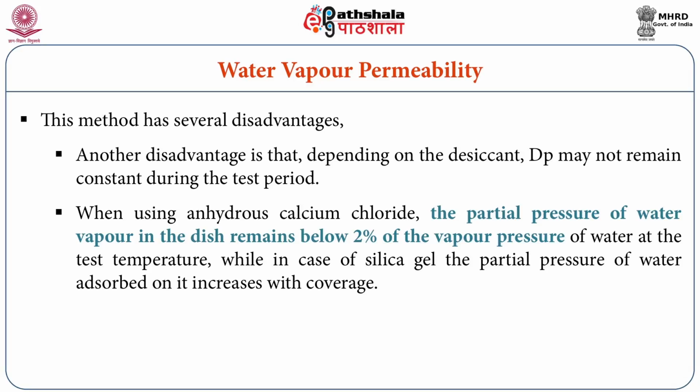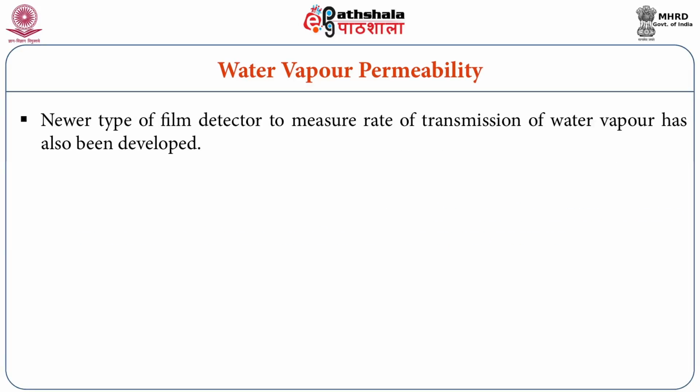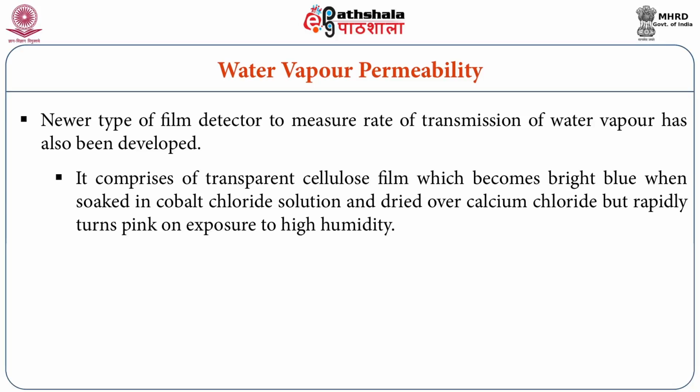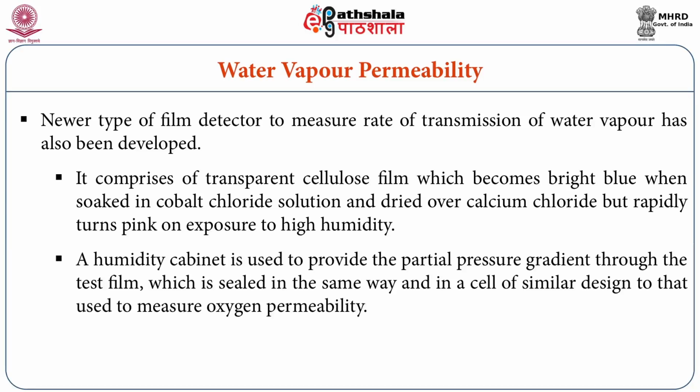increases with coverage. A newer type of film detector to measure the rate of transmission of water vapor has also been developed. It comprises transparent cellulose film, which becomes bright blue when soaked in cobalt chloride solution and dried over calcium chloride, but rapidly turns pink on exposure to high humidity. A humidity cabinet is used to provide the partial pressure gradient through the test film, which is sealed in the same way and in a shell of similar design to that used to measure oxygen permeability.